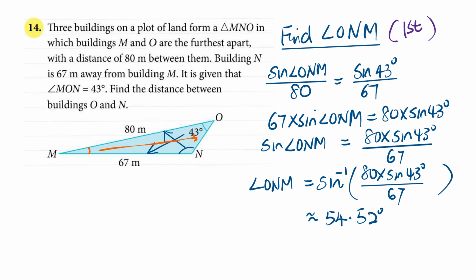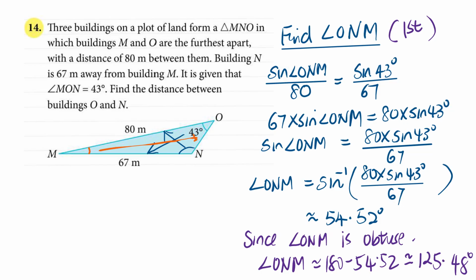How is this angle helping us to find the distance between O and N? Look at the diagram carefully. This angle is actually an obtuse angle, because it's opposite the longer side, MO, which is 80 meters. So it should be an obtuse angle, but the answer you have found is actually an acute angle. How do you get an obtuse angle? We take 180 degrees minus 54.52 to find the obtuse angle ONM.